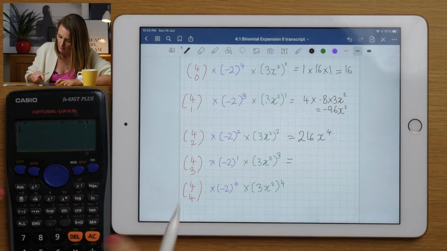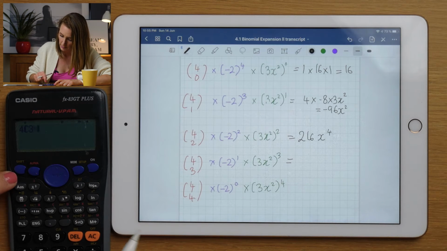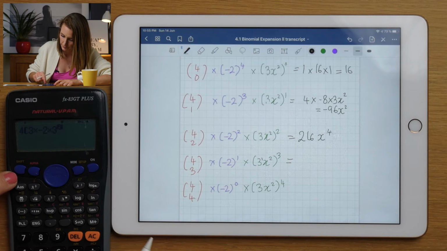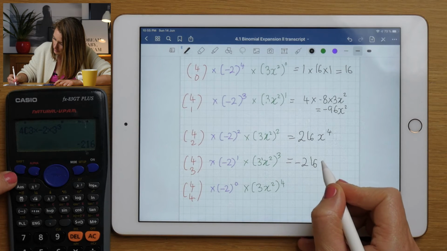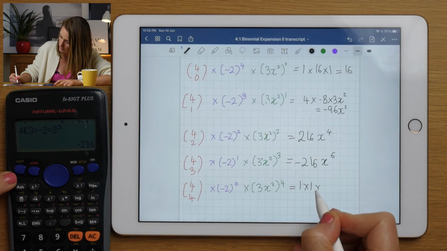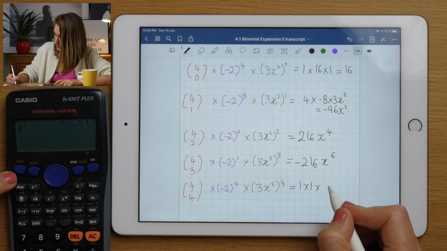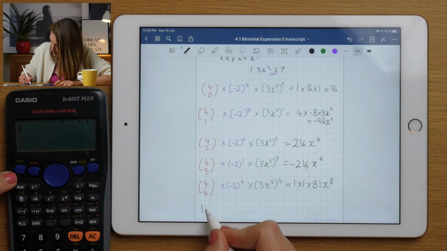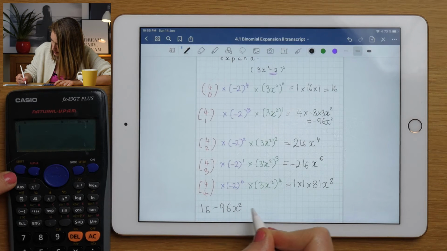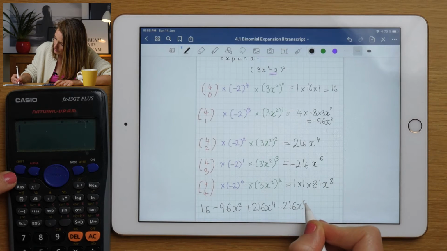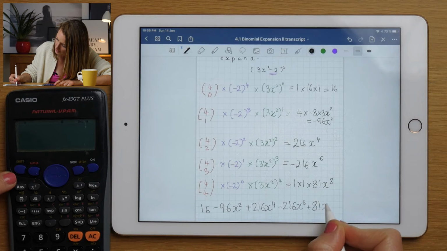So be careful putting negative numbers inside brackets. Let's finish this off. 4 choose 3 times minus 2. Now this would be 3 cubed. So this would be minus 216 x power 6. This would be 1 times 3 power 4. 3 power 4 is 81. x would be power 8. So we would have 16 minus 96x squared plus 216x power 4 minus 216x power 6 plus 81x power 8.